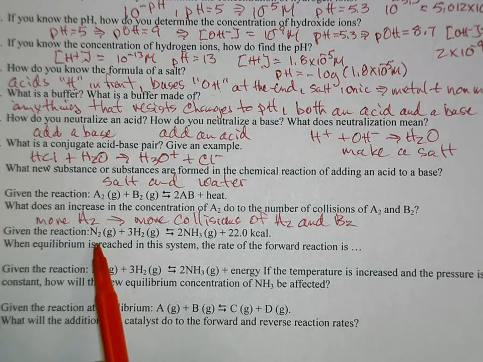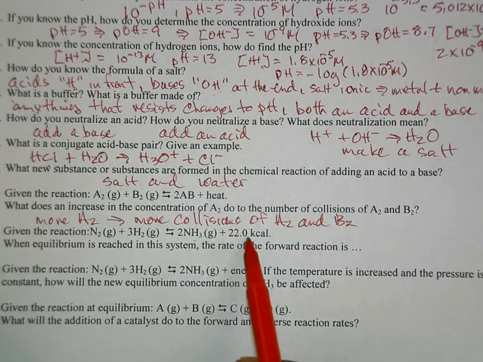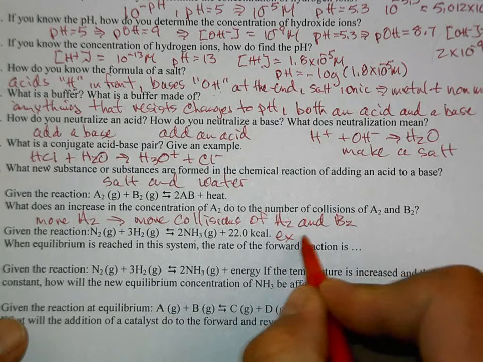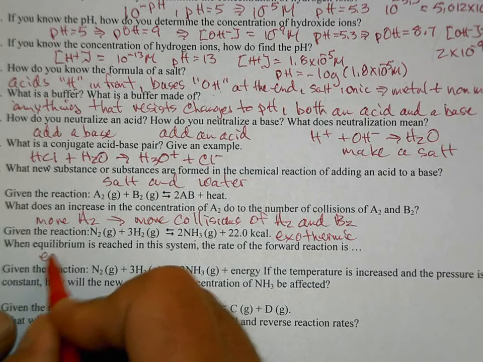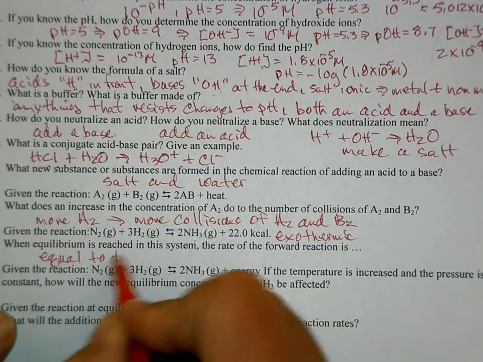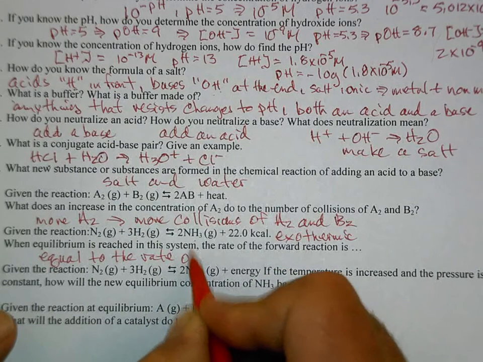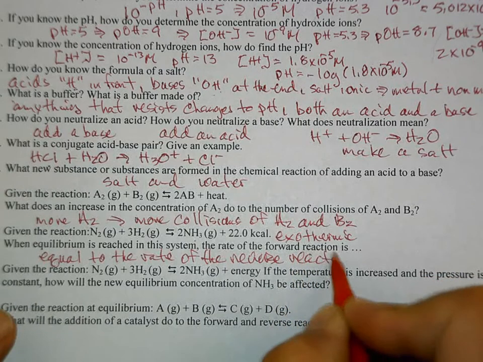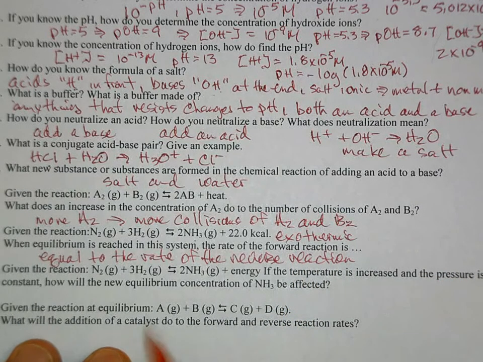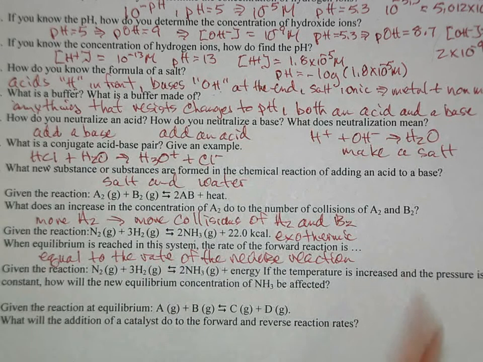Given the reaction, N2 plus 3H2 goes to 2NH3, and kilocalories or energy or heat, okay, by the way, that makes this exothermic. When equilibrium is reached, the rate of the forward reaction is equal to the rate of the reverse reaction. In other words, the N2 and 3H2s become NH3 at exactly the same rate that the NH3 turns back into the N2s and H2s.